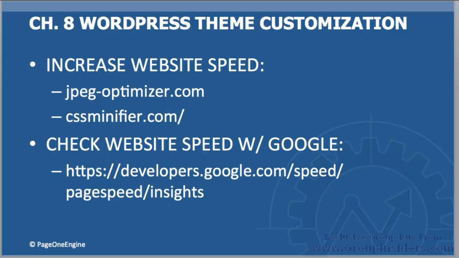Now for website speed, this is very, very important. First of all, you want to make sure all your images are as low in file size as possible, and use this site, jpeg-optimizer.com, to throw your images into and get them as small as possible. Also for your CSS, this website, CSS Minifier, really helps bottle up your CSS and make it as compact as possible for Google's algorithm for site speed.